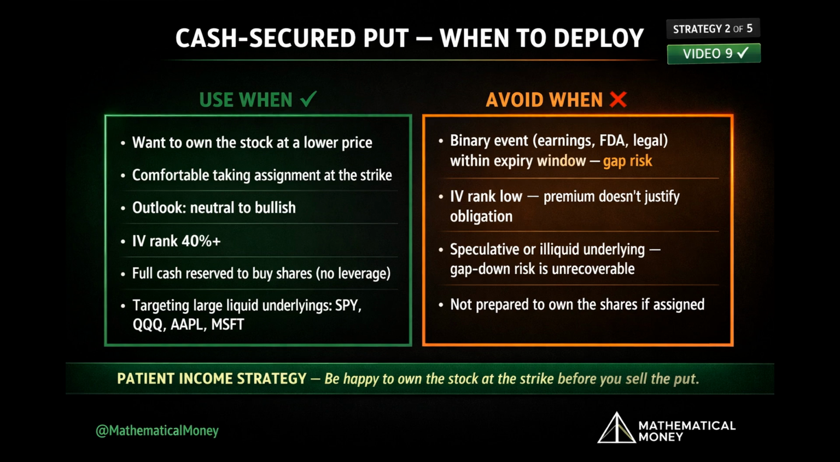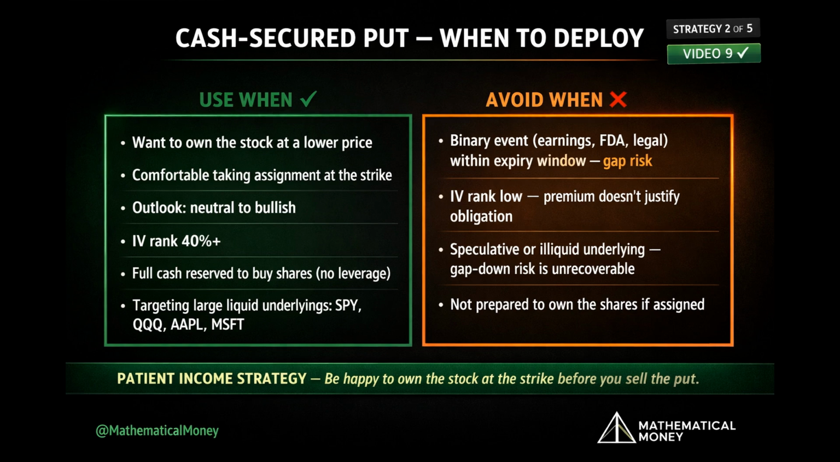Avoid the cash-secured put when the stock has a binary event within the expiry window. Earnings, FDA decision, regulatory ruling. A gap down past your strike can leave you holding a large loss that the premium does not cover. Also avoid when IV rank is low and the premium does not justify the risk.